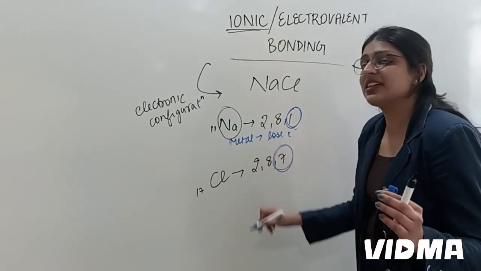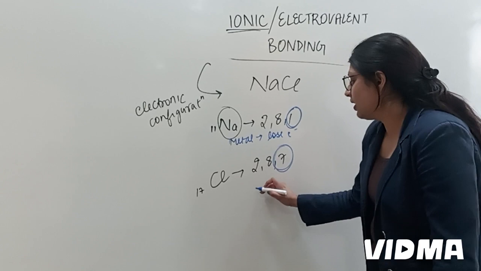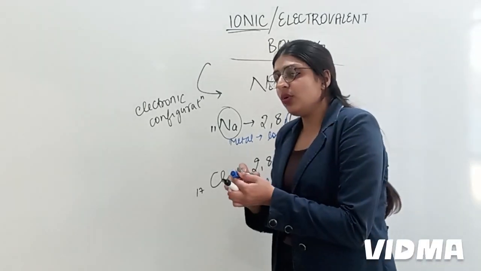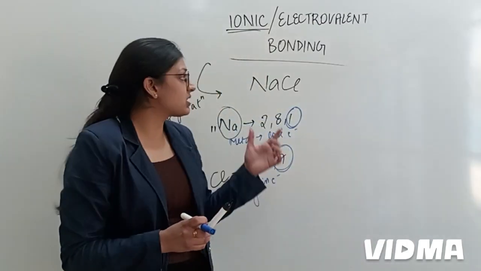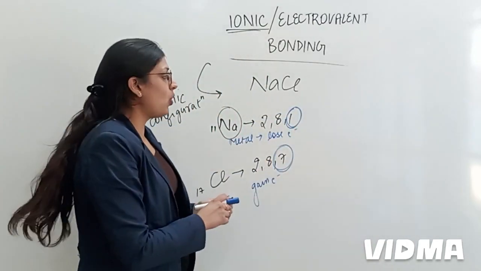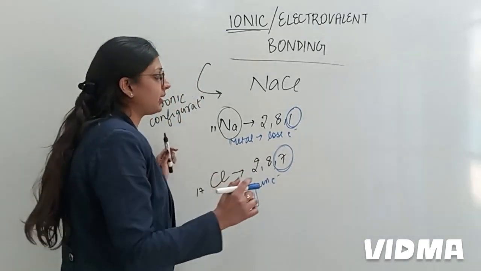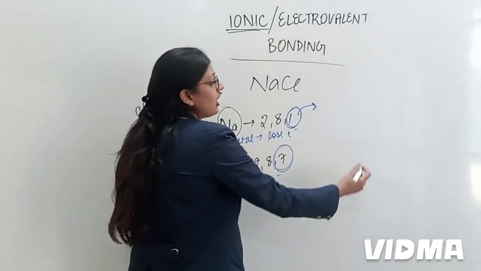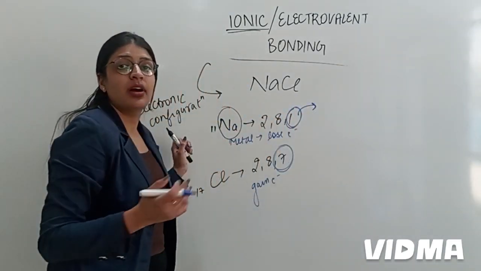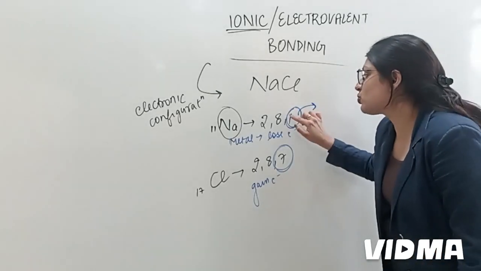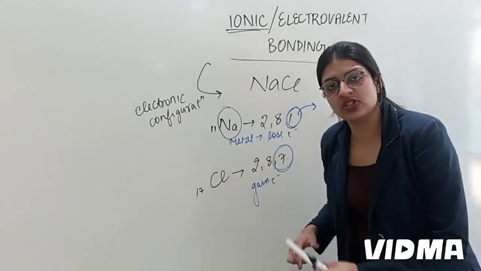Since the valence electrons are 7 in chlorine, it will gain an electron. Now the basic requirement for this compound, Na, is that it wants to have its octet complete. So how can it have its octet complete? By either losing this electron or gaining 7 more electrons. There are basically two possibilities to have 8 electrons in its valence shell.